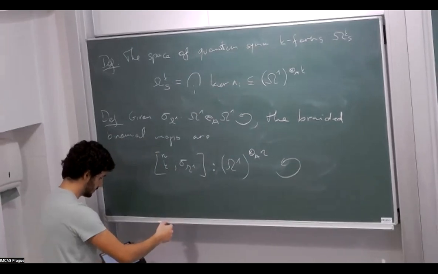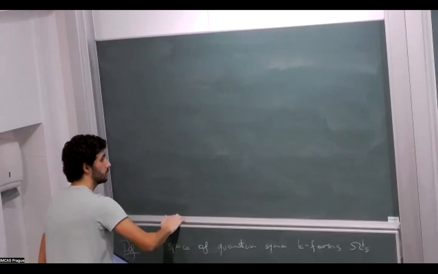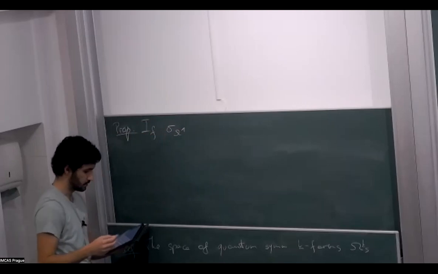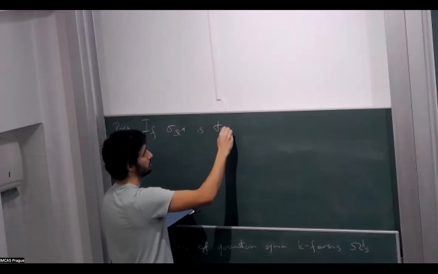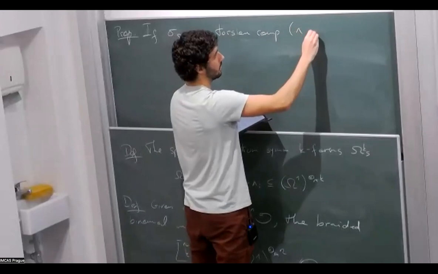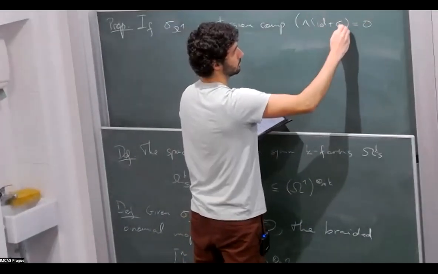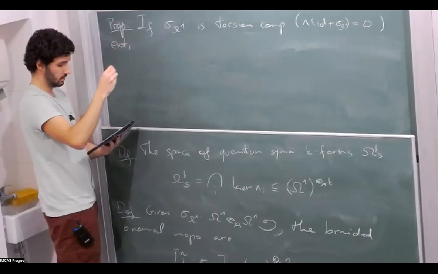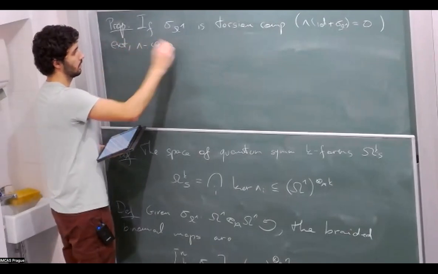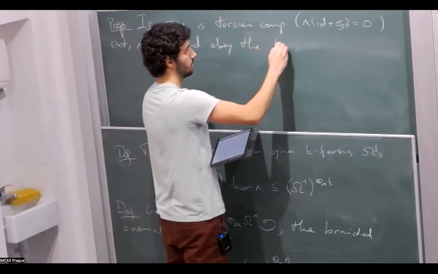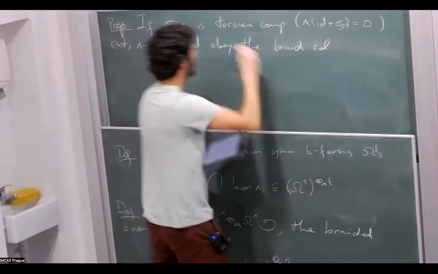So now a small proposition is that if this braiding that we have is torsion compatible, which was just to recall the wedge identity plus sigma is equal to 0, if it is extendable and so wedge compatible, and obeys the braid relations, then we have an algebra.